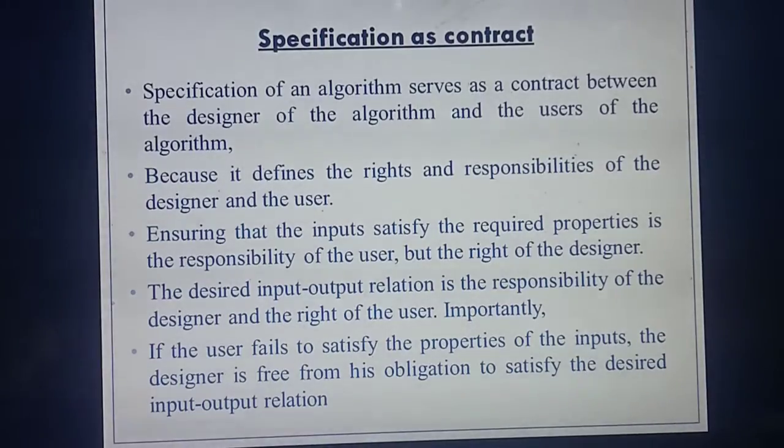So the next one is specification as contract. What do you mean by contract? You might have heard this word contract. For example, a particular person is going to build a house. The person has a lot of aims regarding his house. So his house may be like this.